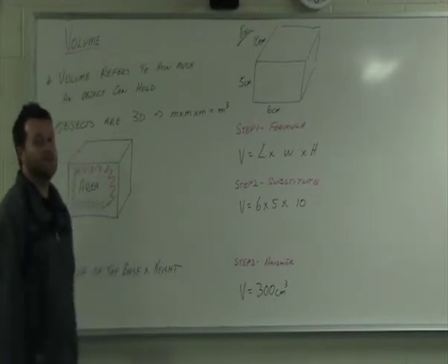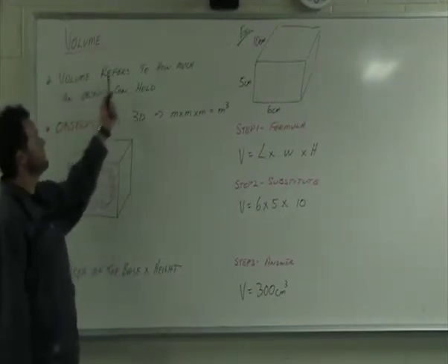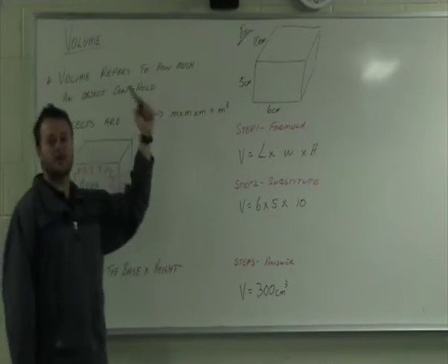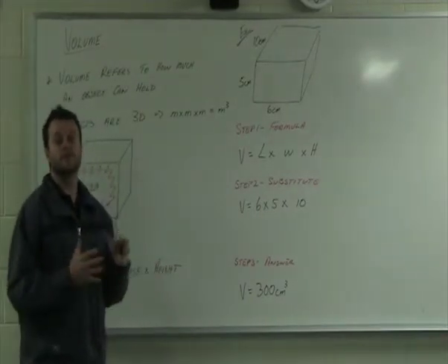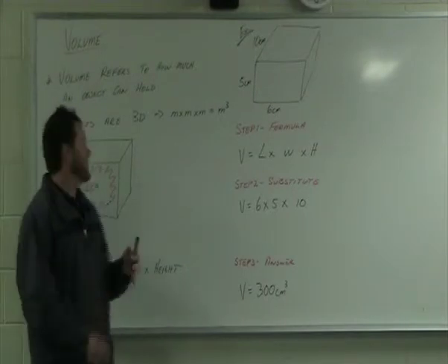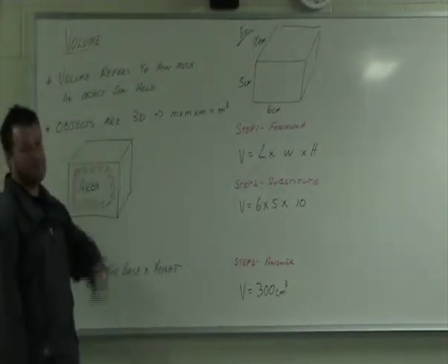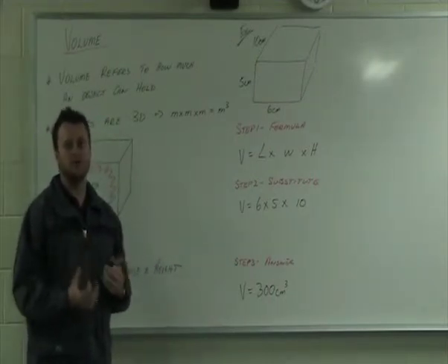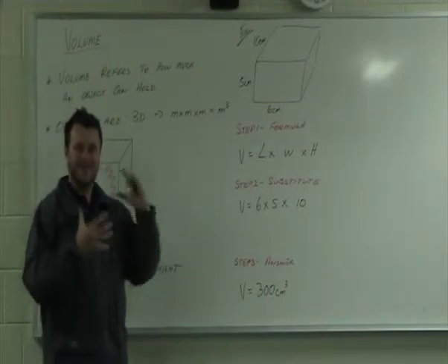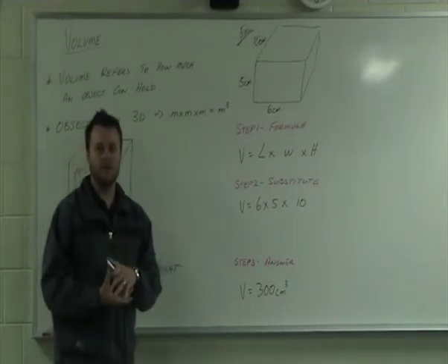Okay, let's have a look at a couple of things before we get started. Volume refers to how much an object can hold. Other words that get bandied around with volume is also capacity. The other thing is, therefore, the objects we're going to deal with are 3D, they're three-dimensional. So we're talking about boxes, cups, cylinders, things that can hold stuff inside them.